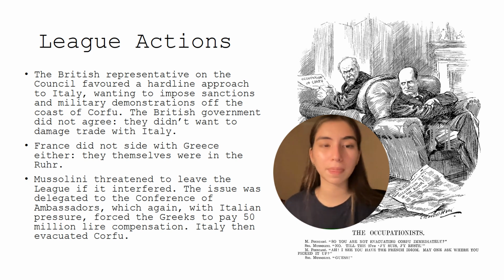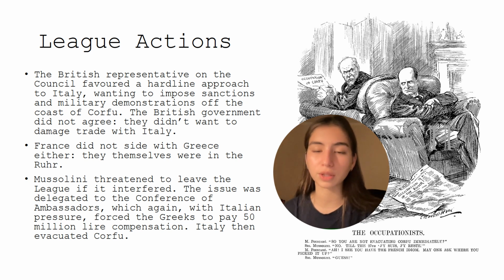sanctions against Italy. France also did not side with Greece or the League resolution, because they themselves were occupying the Ruhr as of January of 1923, and it would have been hypocritical for them to condemn Italy occupying Corfu.